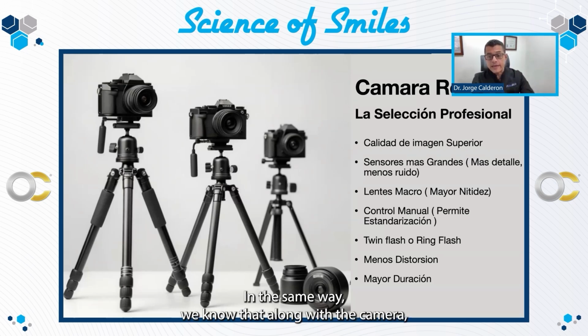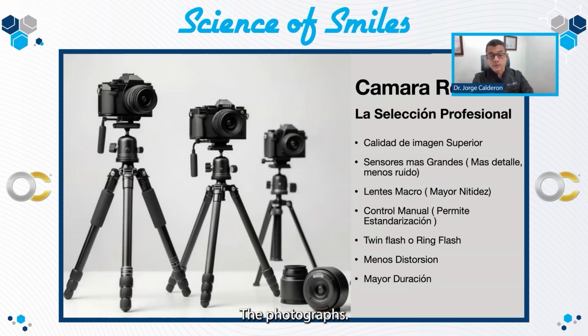In the same way, we know that along with the camera, we have to use, in this case, a particular type of lens. The lenses we use for dental photography are called macro lenses. Why? Because they allow us to magnify all those types of structures that we want to visualize in the photograph.